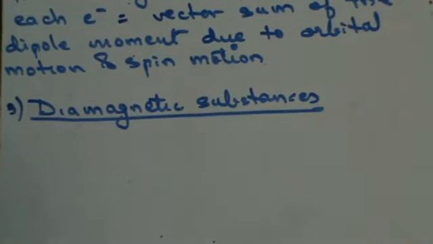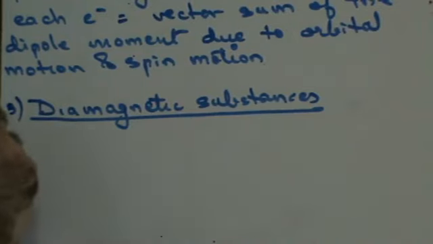What are diamagnetic substances? Now, in case of some substances, the dipole moment of electrons in each atom cancels each other and the net magnetic dipole moment is zero. We said that the net magnetic dipole moment of a substance is going to be nothing but the vector sum of all the magnetic dipoles. Now if this vector sum comes out to be 0, then that substance is called a diamagnetic substance.